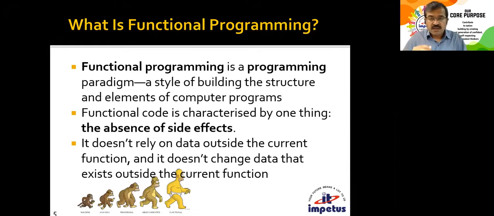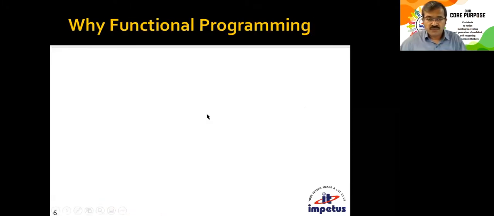Rather, it may appear as if the data has been transformed, but whatever data set you supply, it will consume that data and generate a new data set. That means the original data will remain as it is, and the transformed data set will be the new data set that you'll be getting. So any data that exists outside that particular function will not be transformed by this piece of code.